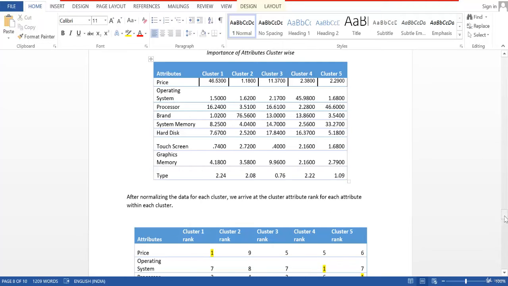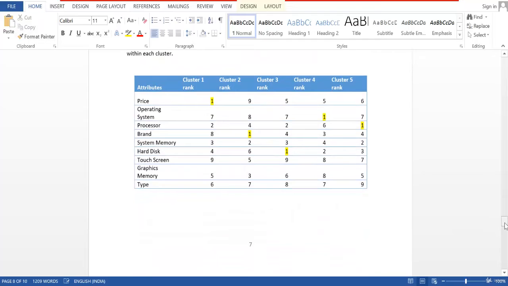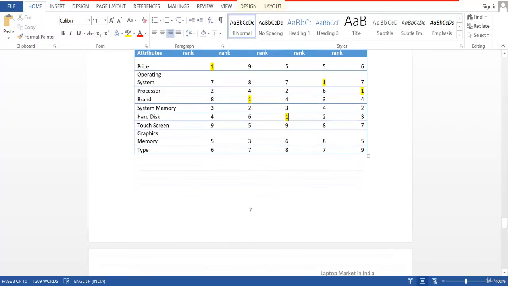Based on this value, what I'm trying to project to the company who wants to launch or produce a new laptop in the market is that the respondents in cluster 1 see price as one of the important attributes. The customers in cluster number 2 see brand as an important attribute. The customers in cluster 3 see hard disk, and so on. So within each cluster we rank all these attributes so that we know which attribute is the most influencing in each of these clusters.